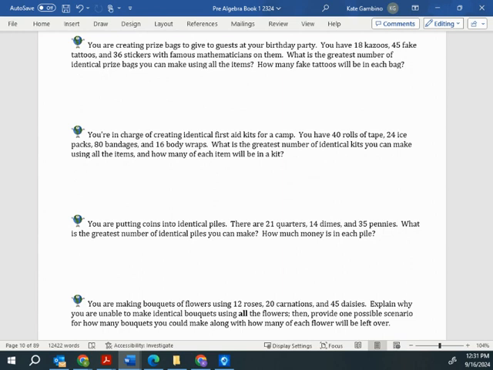So those are our key numbers. 18, 45, and 36. Oh, the stickers have famous mathematicians on them. What is the greatest number of identical prize bags you can make using them all? Greatest number? What's the greatest common factor between those three numbers? Greatest common factor.